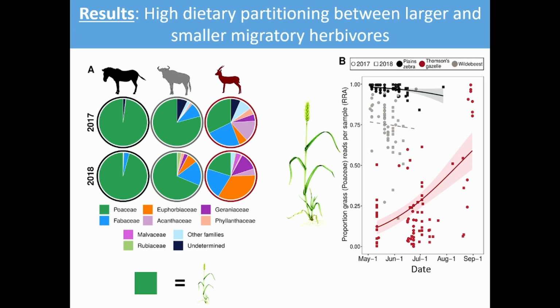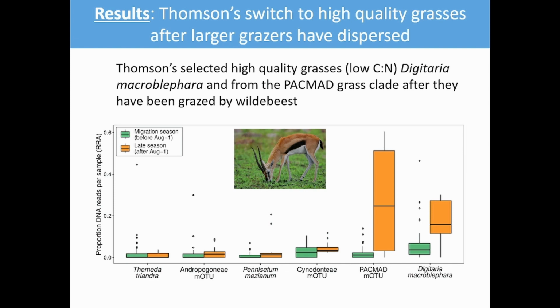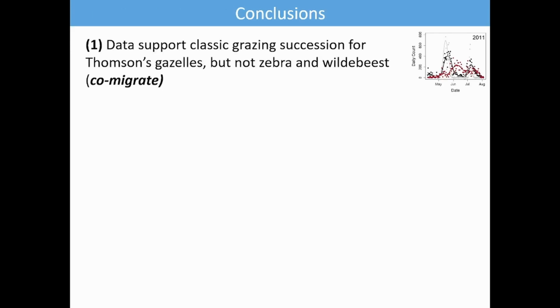These data are for wildebeest, and these data are for zebra. We dove into this a little bit more and found that what the Thompson's gazelles were doing was switching to the very high quality grasses like Digitaria macroblephara and those in the PACMAD clade. And what was even more interesting about this is these were the species that had been selected and grazed by wildebeest and zebra one month earlier. So this was really interesting evidence that they were foraging on forbs and perhaps tracking wildebeest and zebra because they were opening up the grass layer and giving them access to forbs, and then later in the dry season they were actually switching to the grasses that had been previously fed on by wildebeest and zebra.